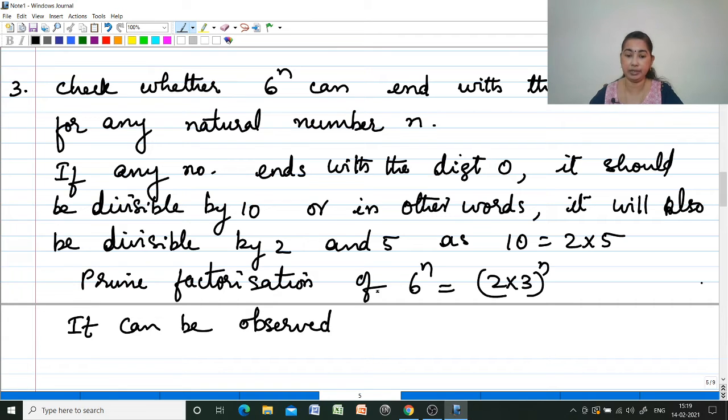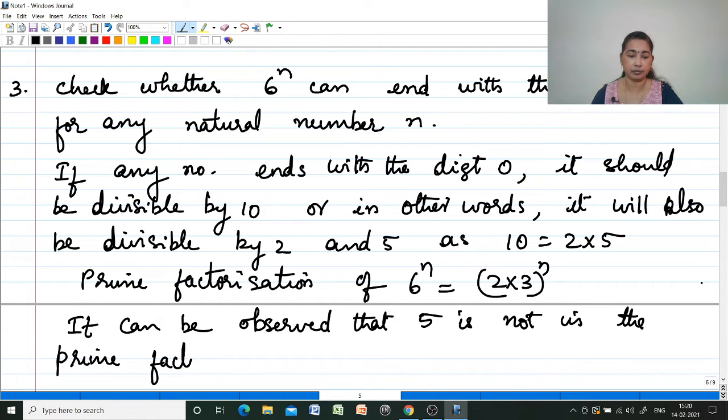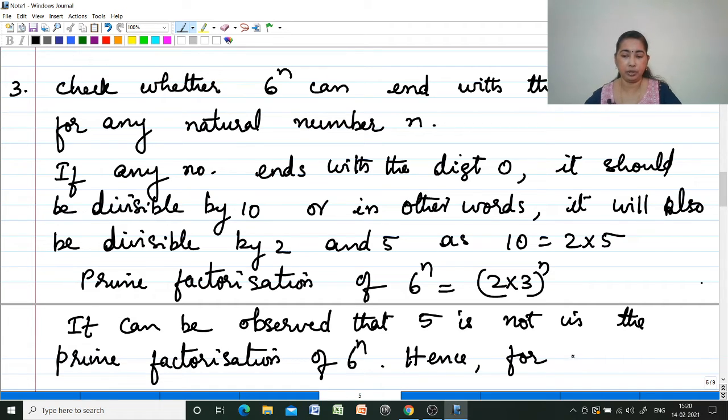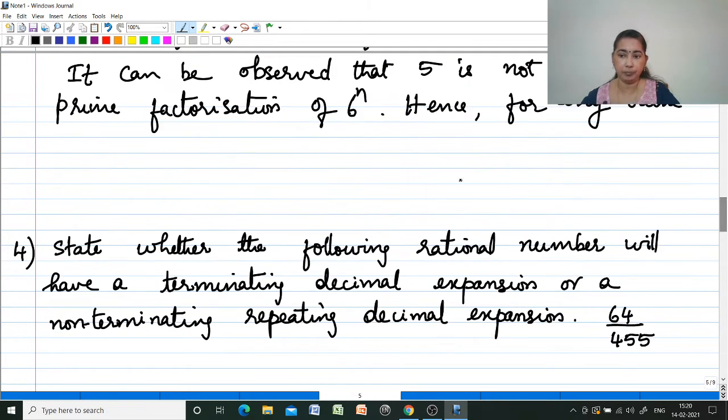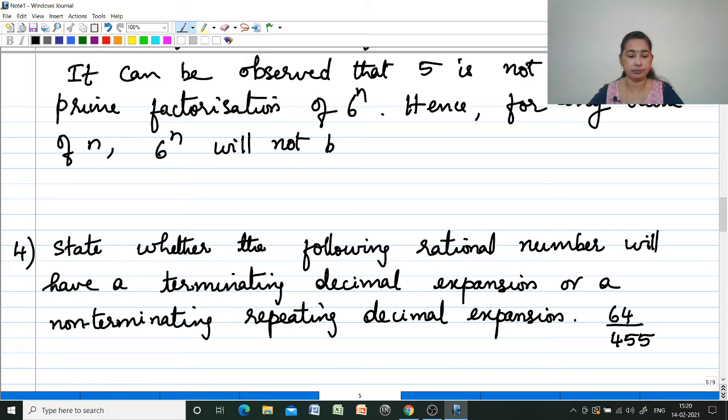These all steps are needed. Observe that 5 is not in the prime factorization of 6 raised to n. Hence, for any value of n, 6 raised to n will not be divisible by 5.